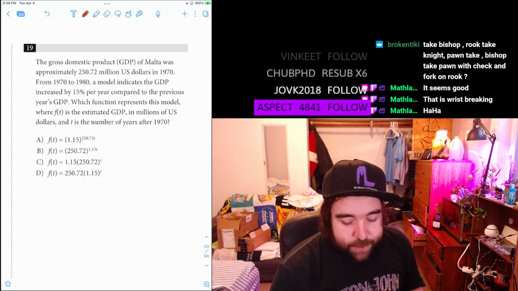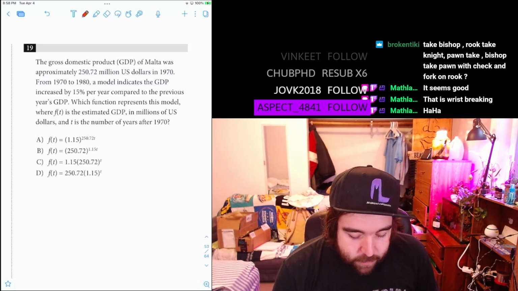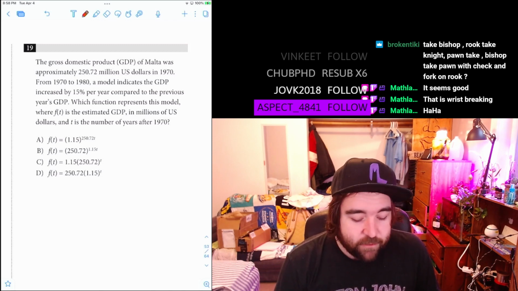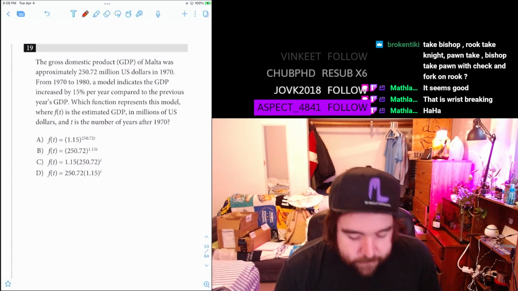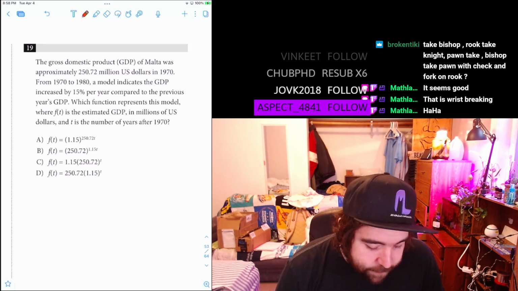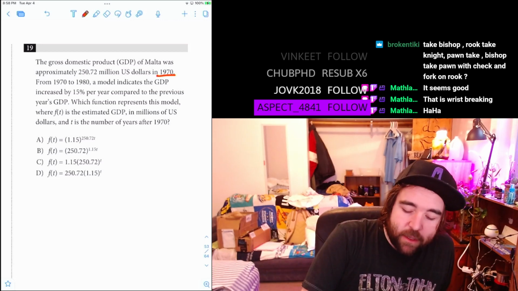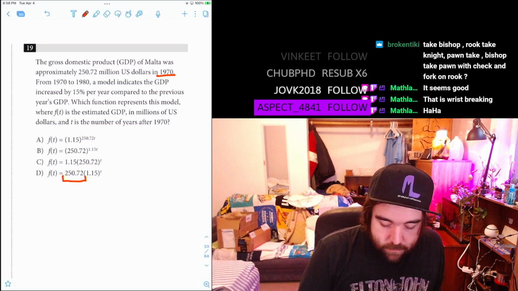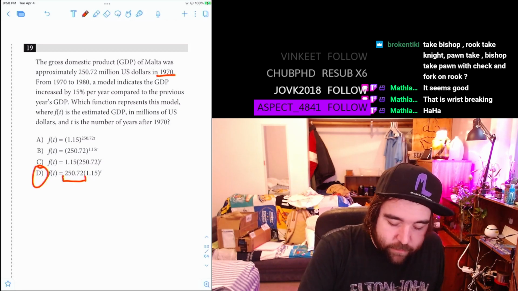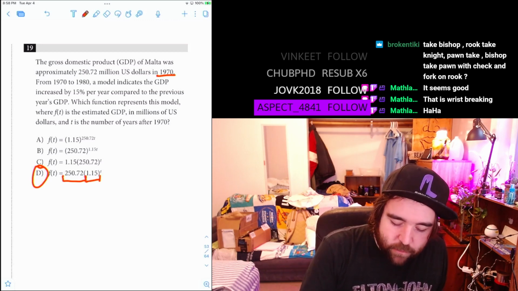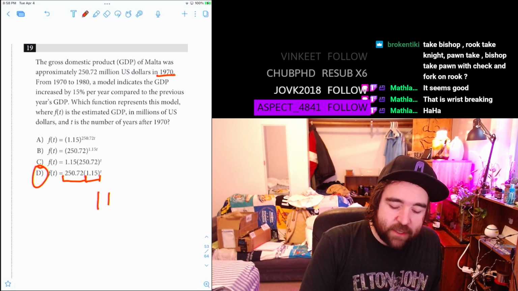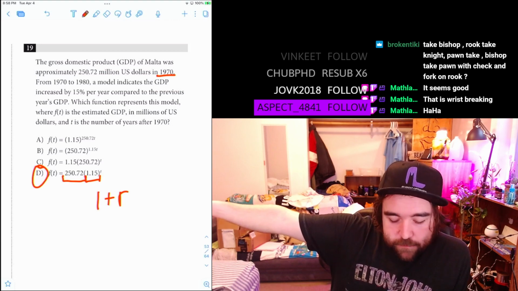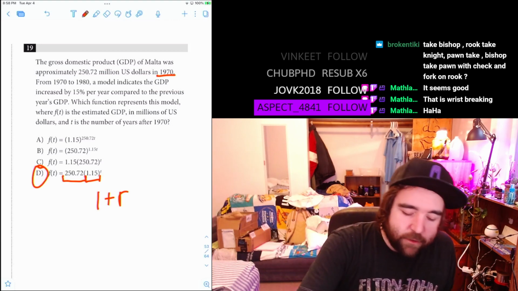Okay. The GDP of Malta was approximately 250 in 1970. From 1970 to 1980, the model indicates the GDP increased by 15% per year compared to the previous year. Which function represents that? Starting in 1970, the original amount is always the number multiplied on the outside. And that's actually the only one that works. The next thing is the rate. It's a 15% increase. When you think about percent change, you should always think about 1 either plus or minus whatever that rate is. And then you raise it to the t. So there we go. It's D. Beautiful.